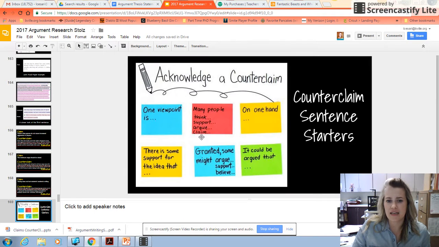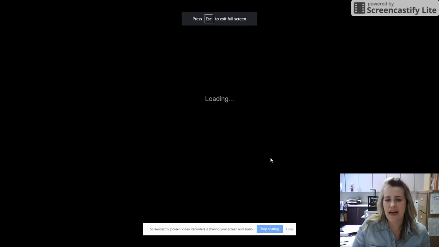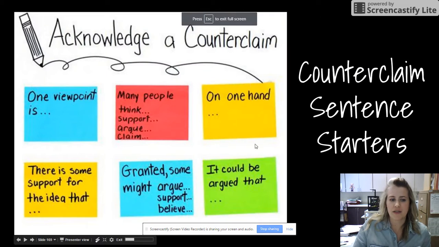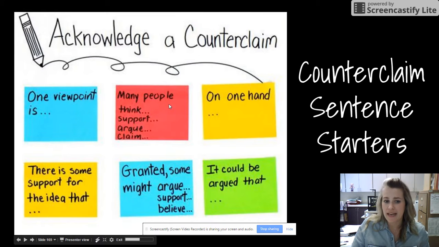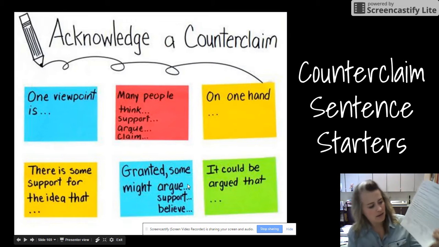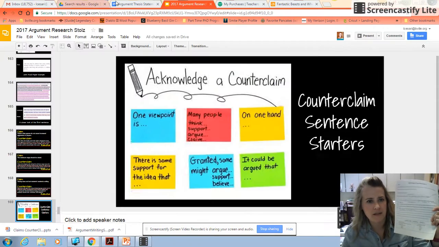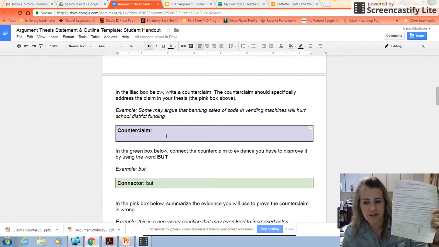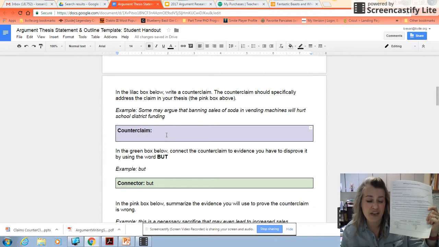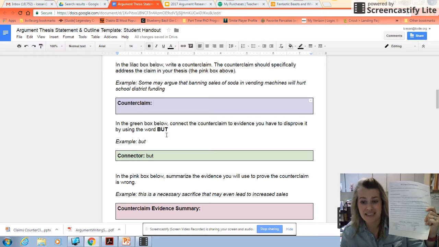And on this slide, you have these same sentence starters. The sentence starters could be one viewpoint is, many people think, on one hand, it could be argued that. These are on the bottom of your paper. You can pick any of these sentence starters to begin writing your counterclaim. And I'm going to stop this video here, and we're going to have to pick it up in a second part.